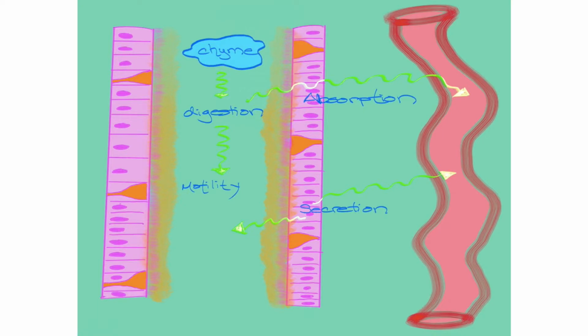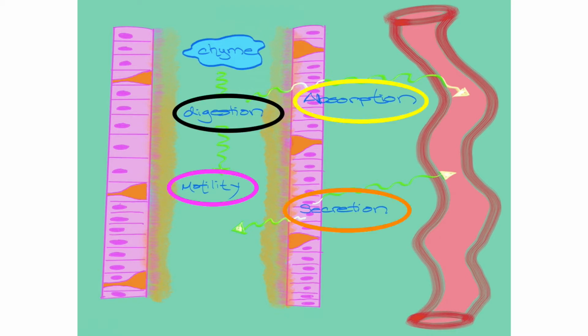There's also some accessory organs in this image, such as the liver, the gallbladder, and the pancreas. The four main functions of the gastrointestinal tract or digestive system are digestion, motility, absorption, and secretion.